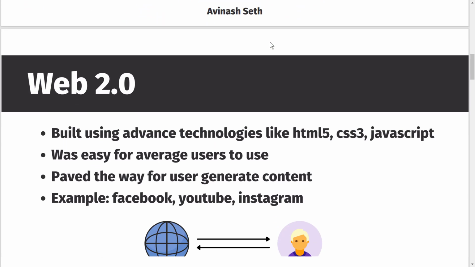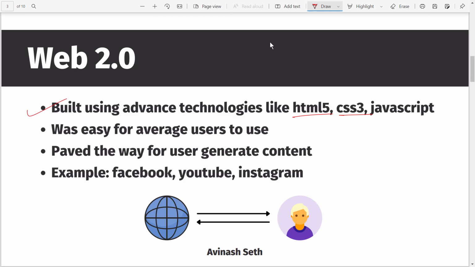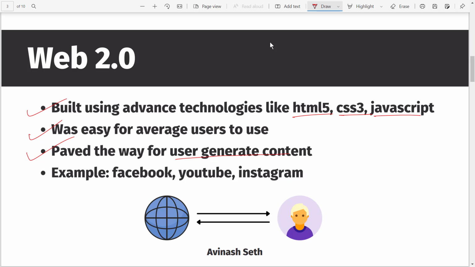Then came Web 2.0. Now, let's try to understand how Web 2.0 worked. It was built using advanced technologies like HTML5, CSS, and JavaScript. In case you do not know these words, you can totally skip them, because we are not going into what those are. Well, it was very easy for the user to use. Obviously, we can understand the reason behind it. And finally, one of the most important points, I'm not just the consumer, I'm also the creator of the content. That is why it paved the way for user generated content.